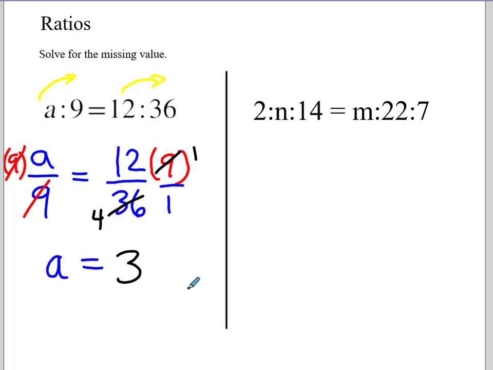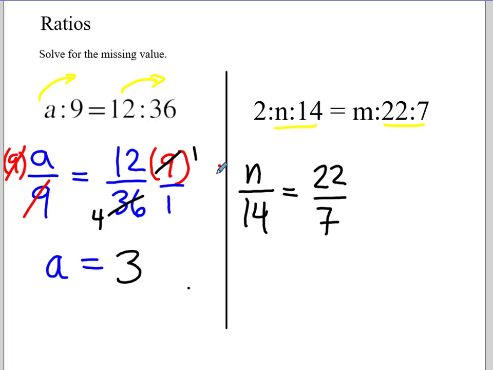Okay, now this one has 3 unknowns in the ratio on both sides. You can't solve the entire problem at once, but what you can do is solve pieces of it. So we need to isolate just one unknown. So when I look at this, I'm going to isolate, let's choose these two first. Okay, because when I underline those, the only unknown I have here is the n. So I would set this up as n over 14 is equal to 22 over 7.